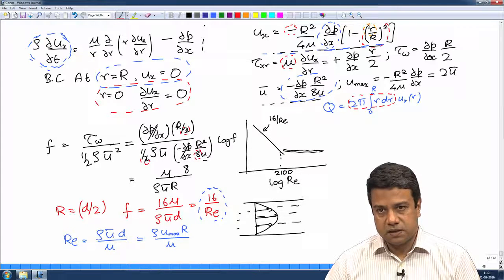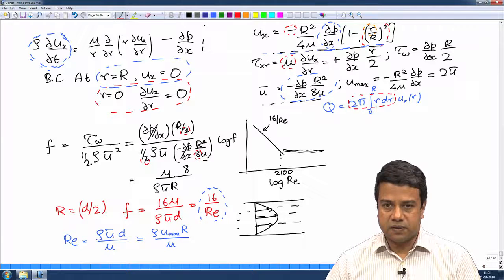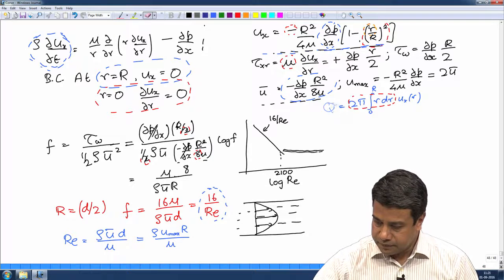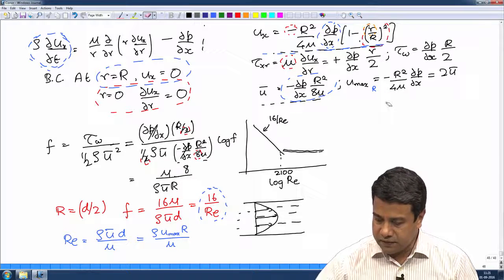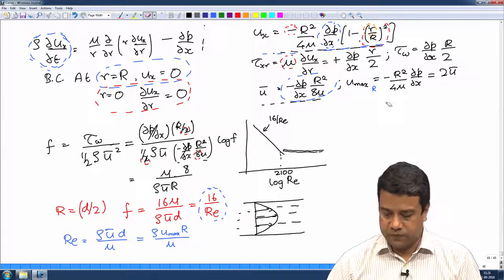In any case, once you do this calculation, you will get the flow rate, divide that by the cross sectional area and you get the average velocity. And as I had shown you in the last lecture, the average velocity is equal to 1/2 of the maximum velocity for a pipe flow.